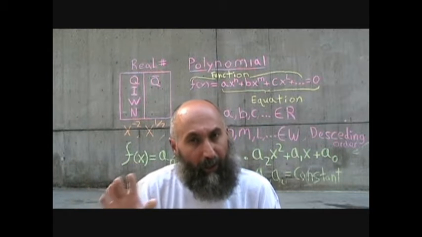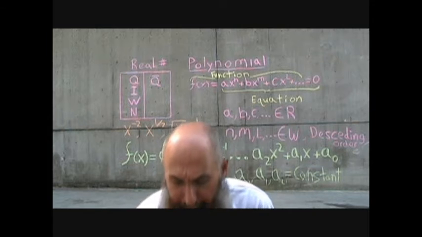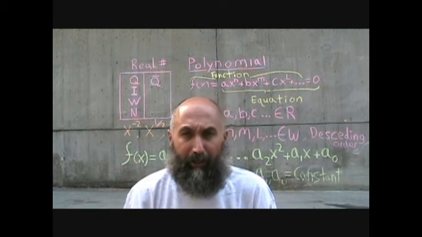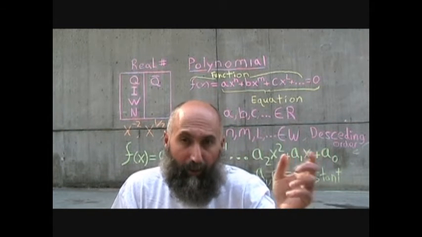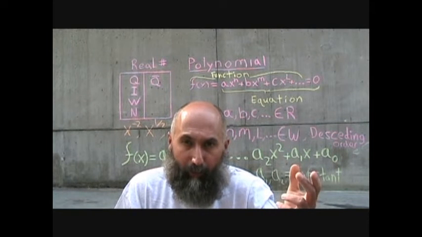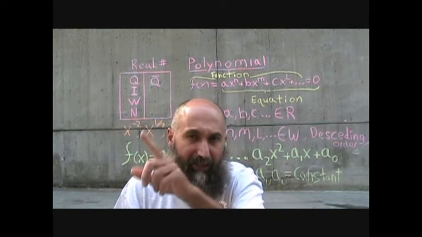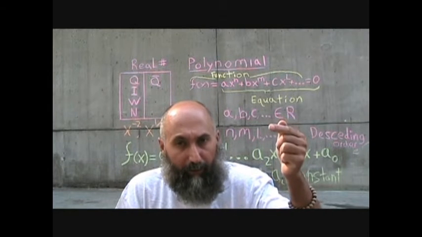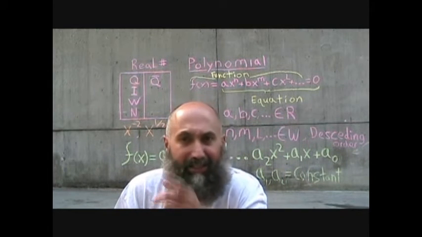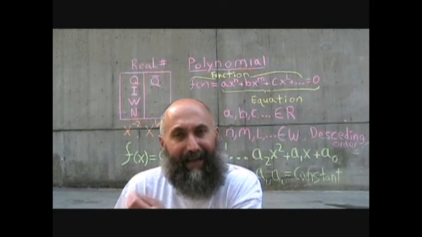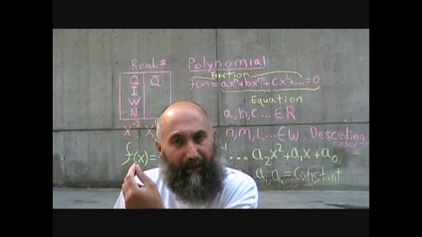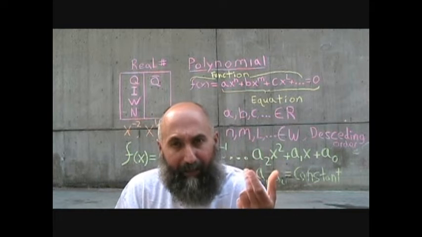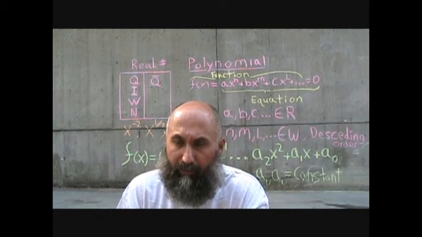So don't get confused, because a cubic function could be a monomial or a binomial, right? f of x is equal to x cubed. That's a cubic function, but it's only a monomial, right? x cubed plus 1 is still a cubic function, but it's a binomial now because it has two terms, right?